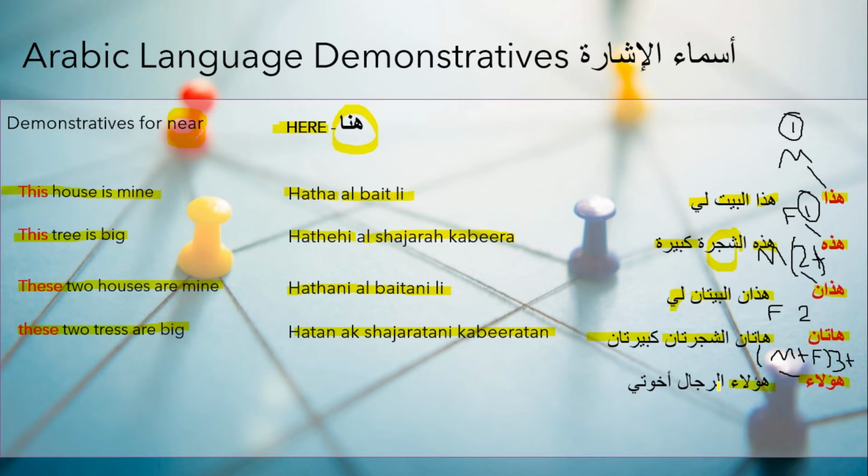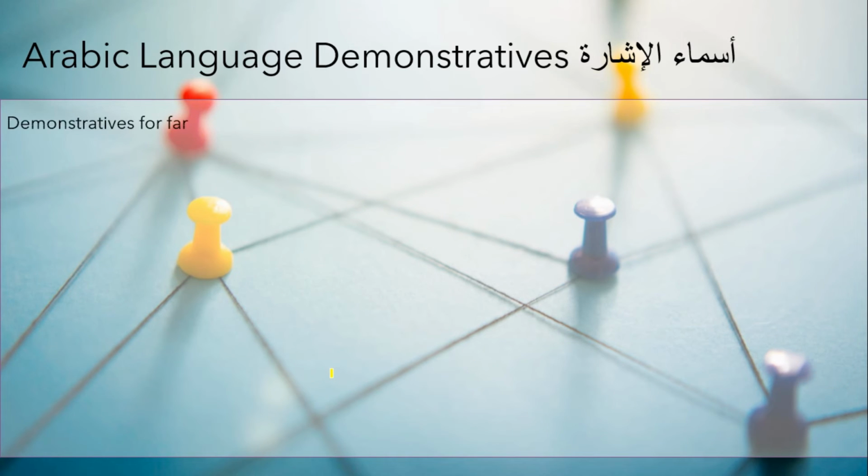هؤلاء الرجال إخوتي. هؤلاء, I'm using it for a group of men. هؤلاء الرجال إخوتي. These men are my brothers. I can even say it for females, for example: these women are my sisters. Exactly the same.